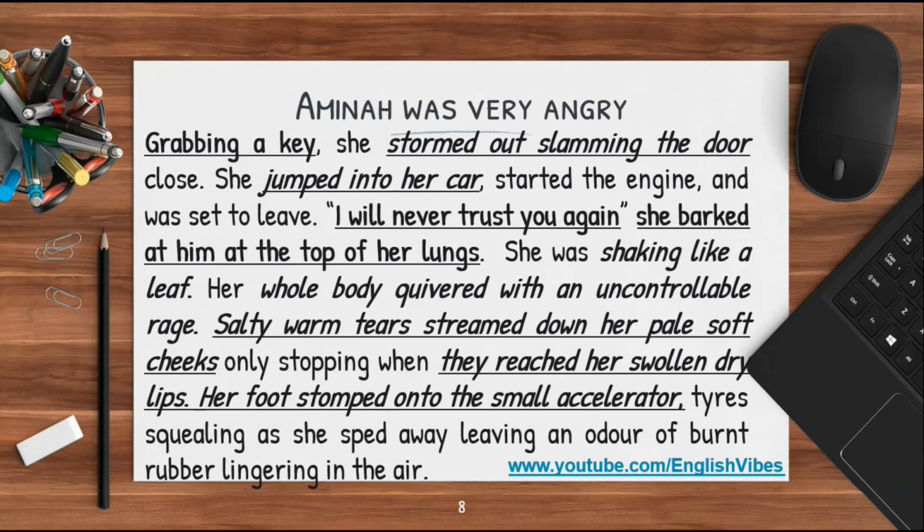Okay, her foot stomped onto the small accelerator. It's actually a description of how she started a car. So this whole paragraph describes Amina's anger.